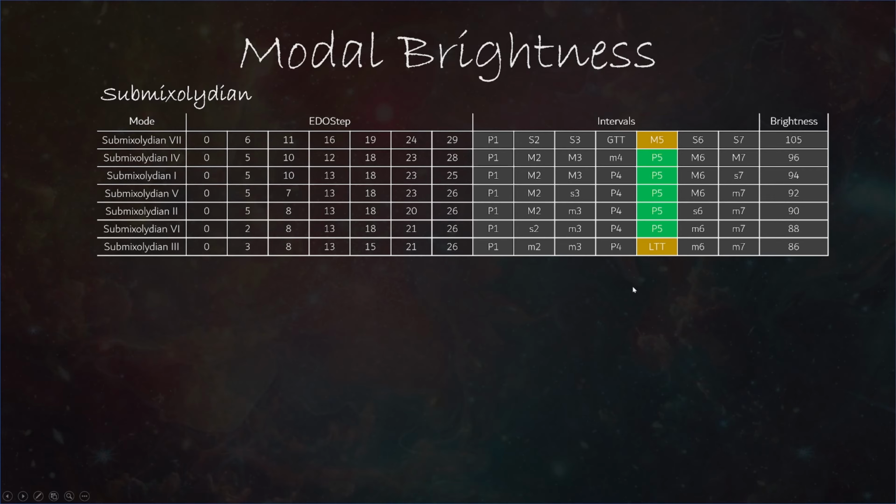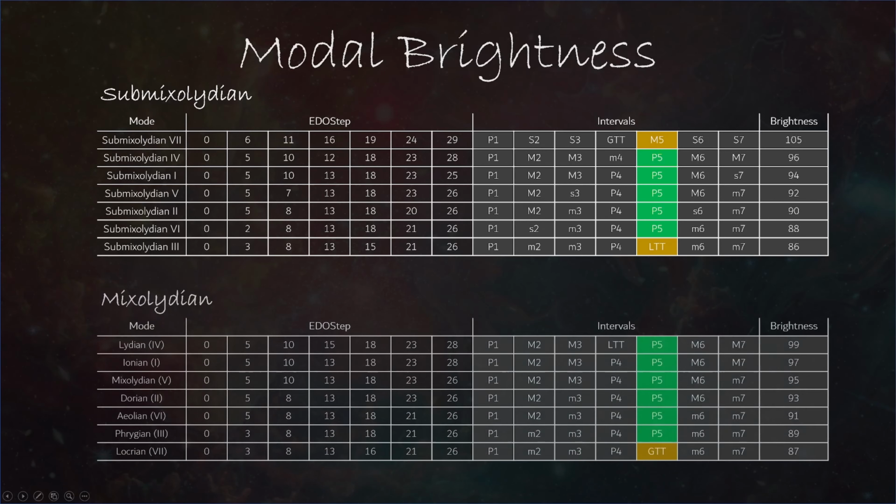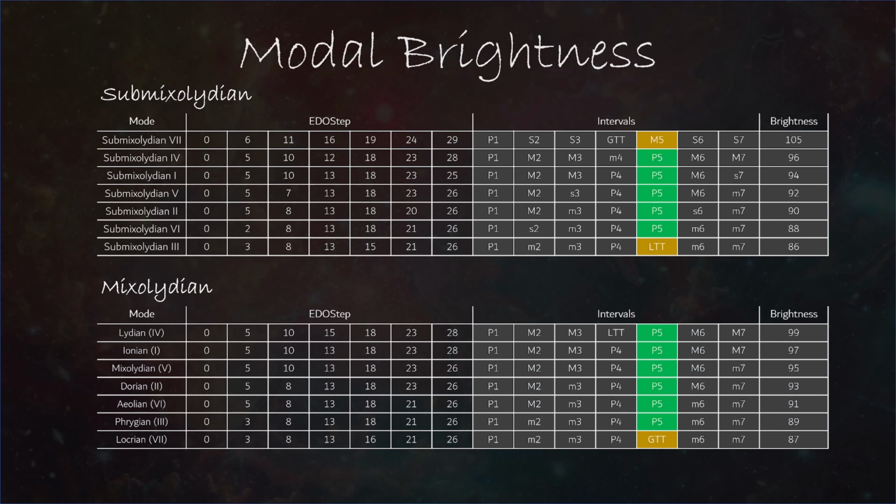So the brightest mode is the 7th mode, followed by the 4th, the 1st, the 5th, the 2nd, the 6th, and the 3rd. So what you'll notice as well is that that order follows the circle of fifths, and that's the same for the diatonic modes as well. With the diatonic modes, the brightest mode is the 4th, which is Lydian, followed by Ionian the 1st, then Mixolydian the 5th, 2nd, 6th, 3rd, and the 7th. So with both of these scales, the submixolydian scale as well as the diatonic scale, as we move through the circle of fifths, we'll move from the brightest scale down to the darkest scale.